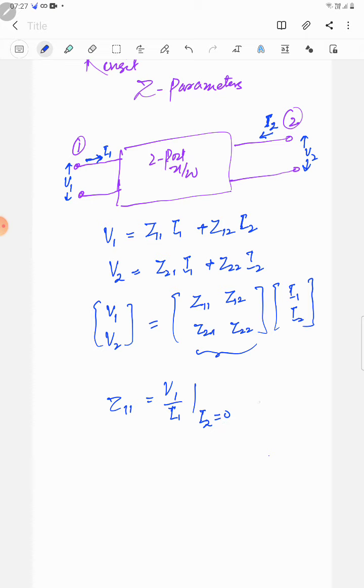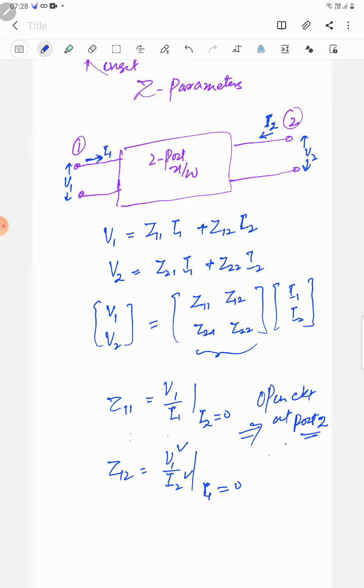So I2 has to be 0, which would mean we have to create an open circuit at port 2. So for determining Z11, we have to find the ratio of V1 and I1, but the condition is that we need to open circuit port 2. Likewise, Z12 would be V1 upon I2 when I1 is 0. So the ratio of V1 and I2, but the condition is I1 has to be 0. I1 being 0 would mean that we need to create an open circuit at port 1.